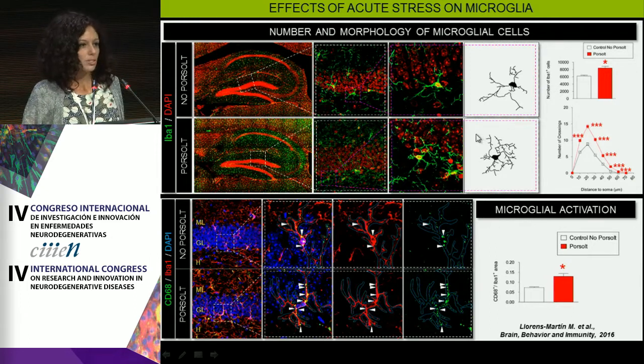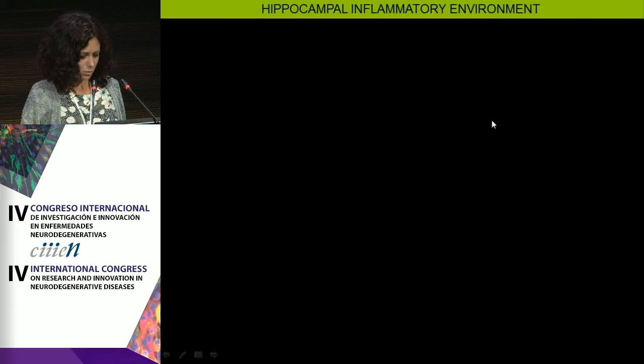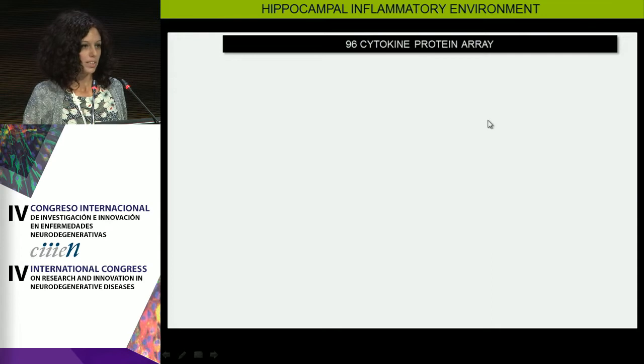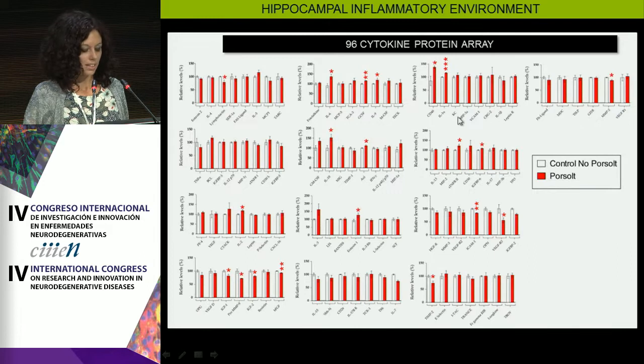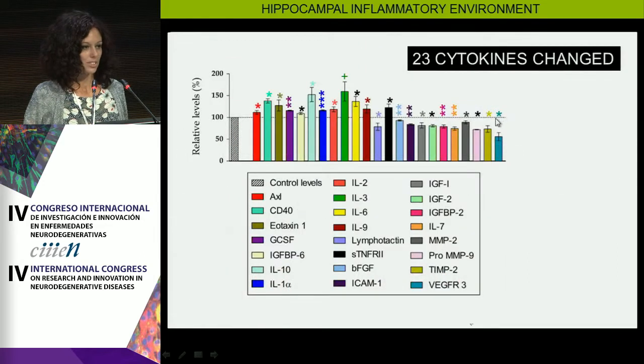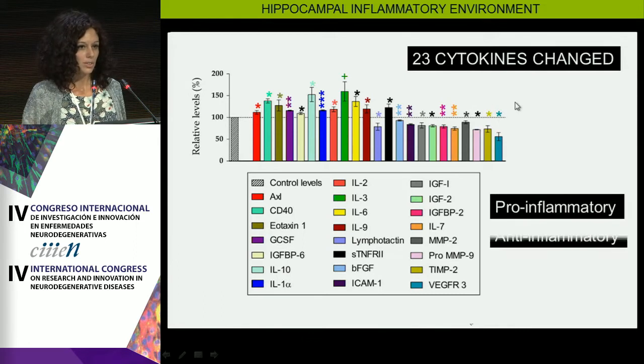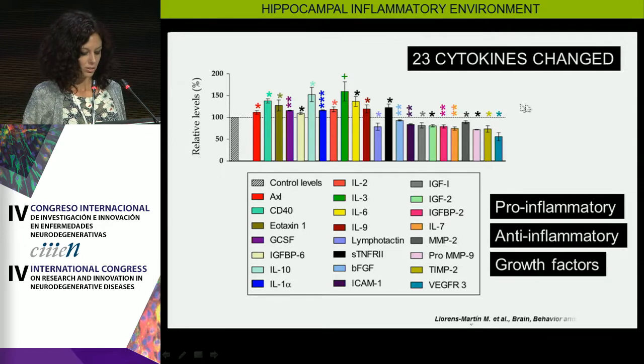But we wanted to further characterize the inflammatory phenotype, or the inflammatory environment, in which newborn granule neurons were growing. We performed a 96-cytokine protein array in hippocampal tissue of naive and stressed animals. To make a long story short, acute stress changed the levels of expression of 23 molecules. What was more interesting for us was that not only pro-inflammatory, but also anti-inflammatory cytokines and growth factors changed their levels of expression after acute stress.